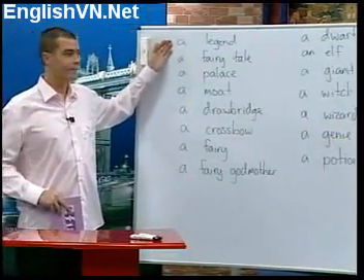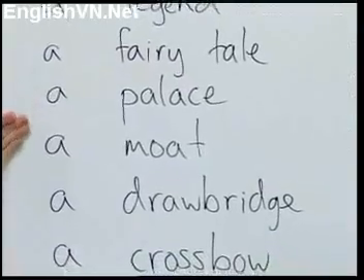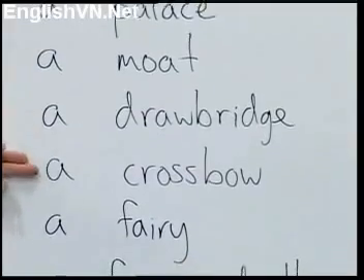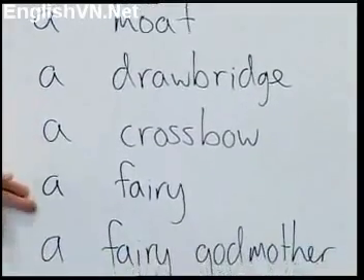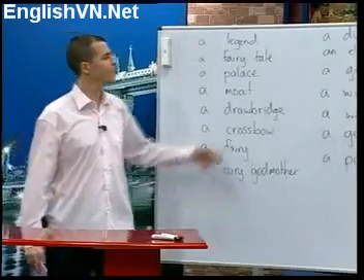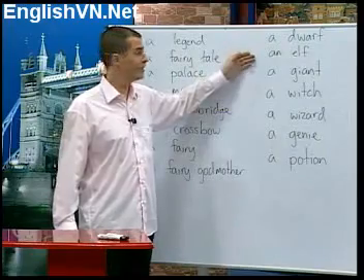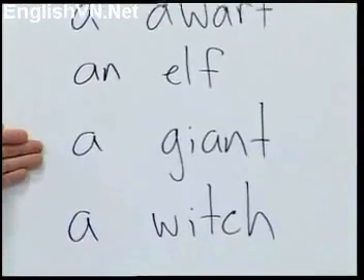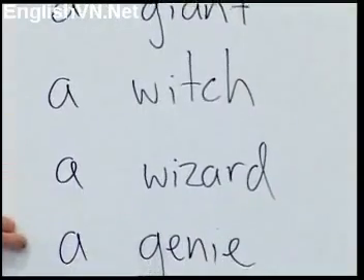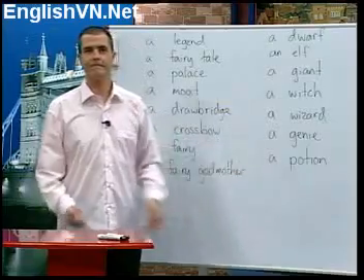A legend. A fairy tale. A palace. A moat. A drawbridge. A crossbow. A fairy. And a fairy godmother. A dwarf. An elf. A giant. A witch, a wizard, a genie, and finally, a potion.